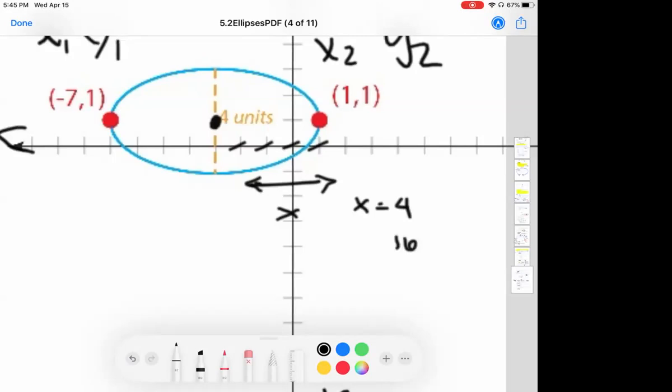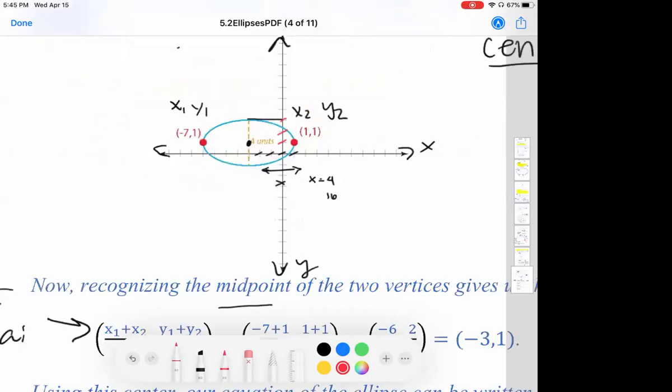And up and down it goes. Is it lining up? Yeah. So we go 1, 2, 3. Up and down will be 3 units. 1, 2, 3. So we know the numbers underneath.